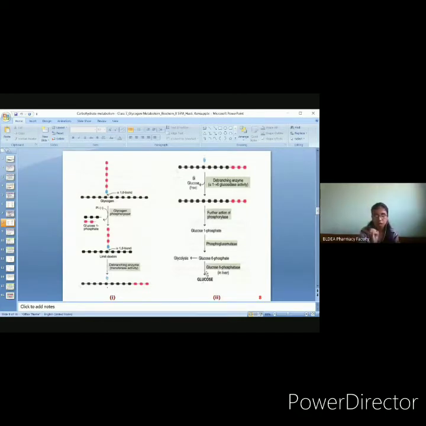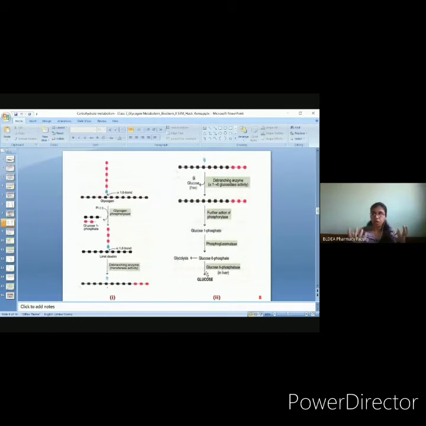Now this process takes place in the liver. So whenever there is a requirement from the other organs, this glucose 6-phosphate will be converted into glucose in the presence of the enzyme glucose 6-phosphatase, which is specifically present in the liver itself. Whenever free glucose is synthesized, it will be sent to different organs, majorly the brain, RBCs and kidneys. These are the major organs where this glucose will be sent.